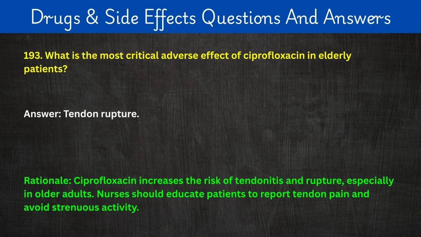193. What is the most critical adverse effect of ciprofloxacin in elderly patients? Answer: tendon rupture. Rationale: ciprofloxacin increases the risk of tendinitis and rupture, especially in older adults. Nurses should educate patients to report tendon pain and avoid strenuous activity.